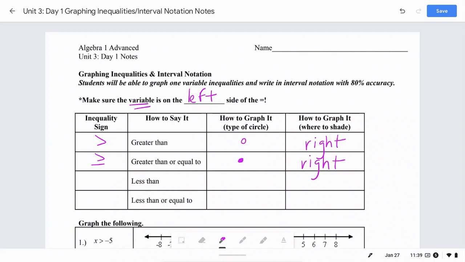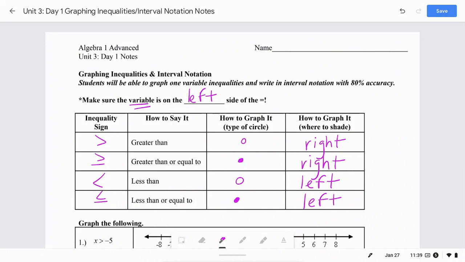The less than symbol is pointing in the opposite direction. So notice it's pointing to the left. If it's just a less than symbol, we use an open circle on a number line. And then we always shade to the left for less than. Less than or equal to, same thing, just put the equal bar under it, except this one's going to be a closed dot because it has that equal bar. And again, you're going to shade to the left.